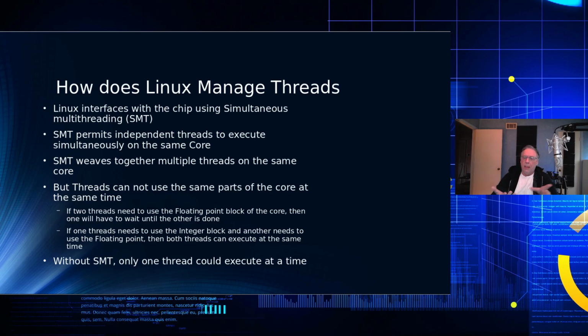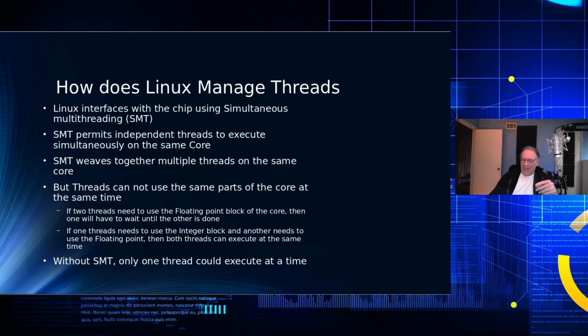So for example, and this is only true of SMT, if I have a thread that is using the floating point part of the ALU, and I have a thread that is using the integer part of the ALU, those two threads can run together. They can run simultaneously. But if I have a thread that is using floating point and another thread that's using floating point, then only one of those can run at a time. Same with the integer. If I have two threads using integer, only one of those can run at a time. Without SMT, the execution of the threads would be one at a time.